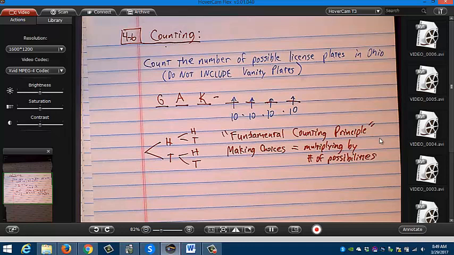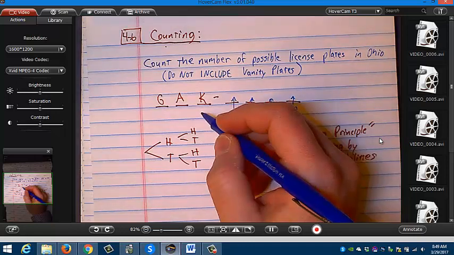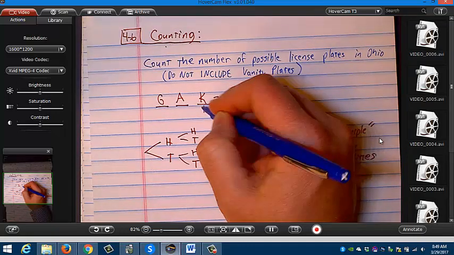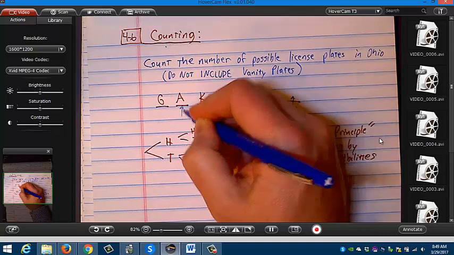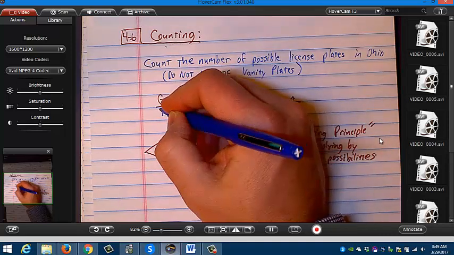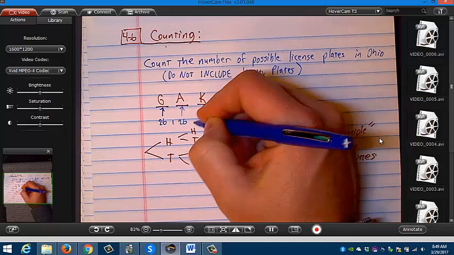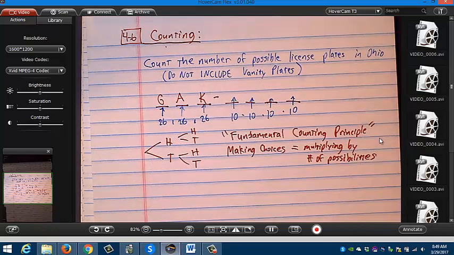I agree. Each time we make a choice here, we're choosing one of 26 letters, right? So if you want to answer the question, how many different license plates are possible? That's the answer. You multiply all that together.